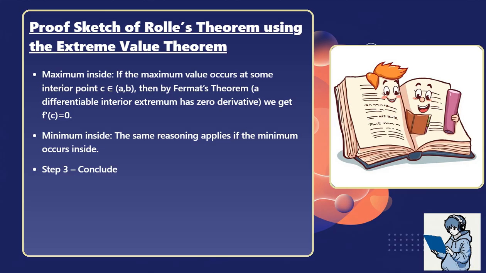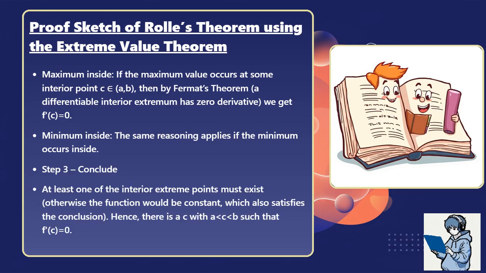Step 3. Conclude. At least one of the extreme points must be interior, otherwise the function would be constant, which also satisfies the conclusion. Hence there is a c with a less than c less than b such that f prime of c equals 0.